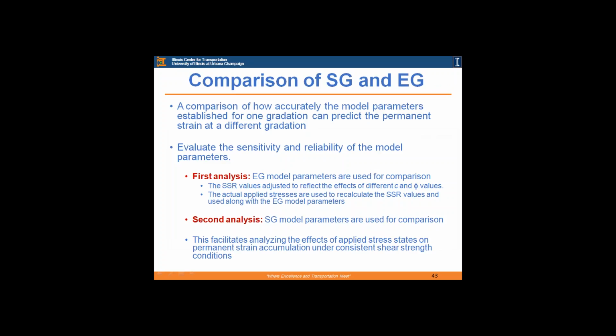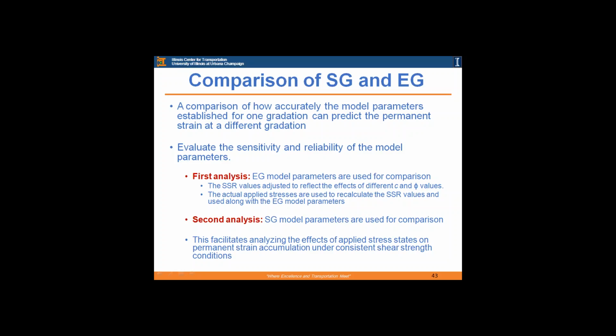So coming to a related topic, but a different topic. So now that we have tests done for the two materials at the two different gradations, the source gradations and the engineered gradations, we were trying to see how well one model parameters will correlate to the permanent deformation accumulated at the other gradation. So just to simplify it, if we have the source gradation model parameters calculated, the ABCD values, and we are trying to estimate the permanent deformation accumulation for an engineered gradation unbound layer material, how well can we do that?